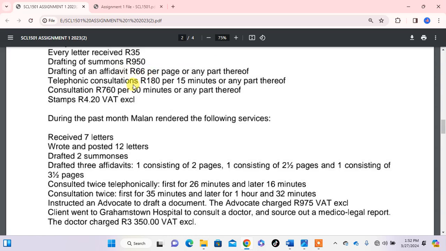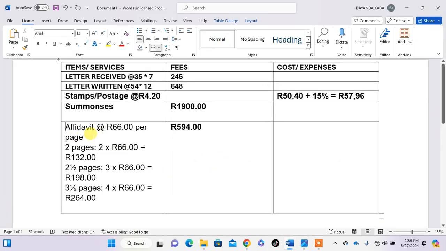So the affidavit is 66 rand per page. 2 pages at 66 equals 132. Then 2.5 pages amounts to 3 pages, which at 66 is 198. And 3.5 pages amounts to 4 times 66, which is 264, and the total amount is now 594 under the fees.